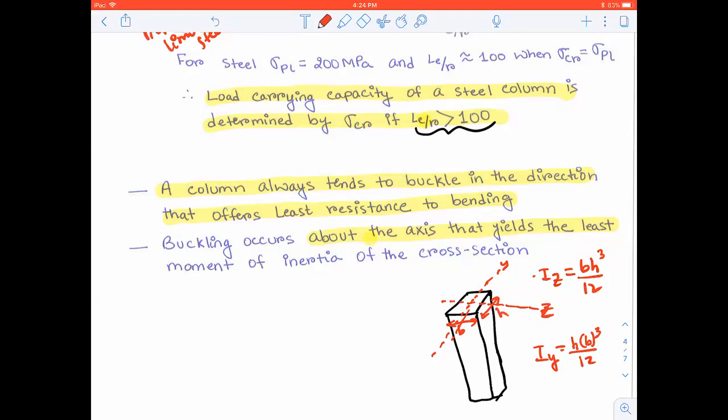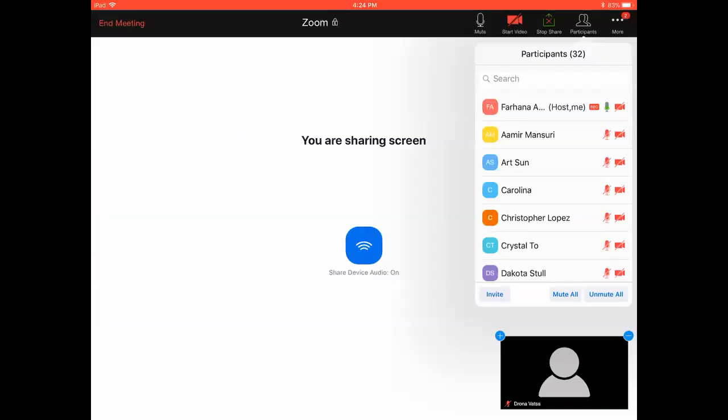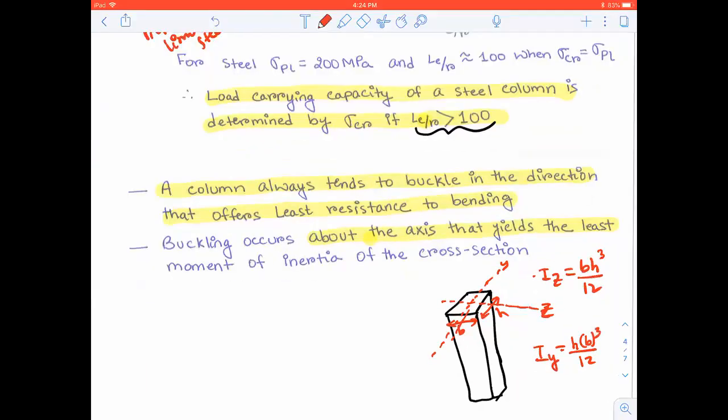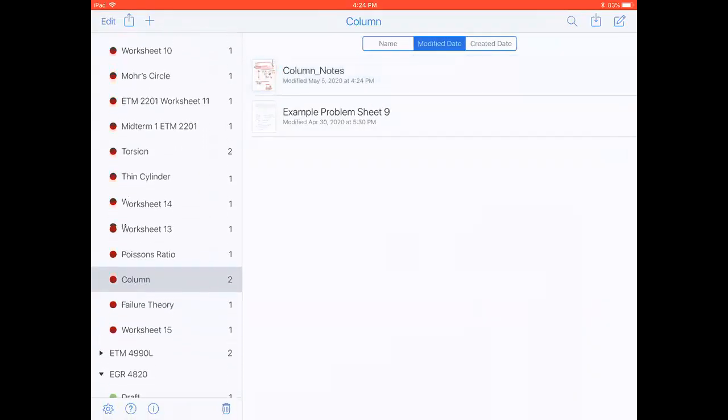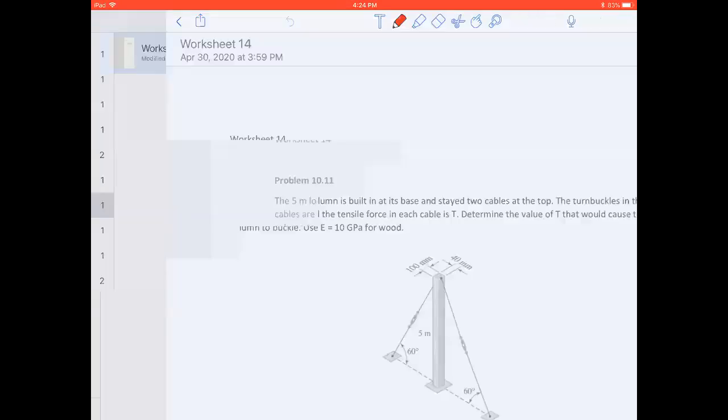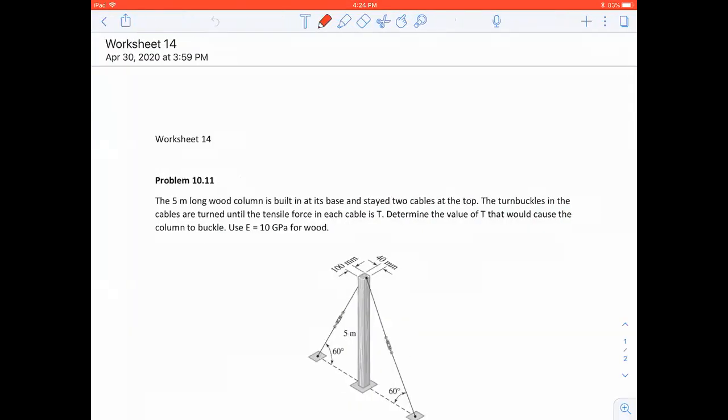So we're going to look at a problem now. Before I move forward, is there any question you guys have regarding slenderness ratio, vertical buckling load? No, everything's pretty good. I'm going to give you guys some reading assignments once I finish this. This is the end of column. We're going to look at a worksheet, and I'll give you some reading assignments on it. So let's look at the worksheet problem that I have already posted on Blackboard. Worksheet number 14.